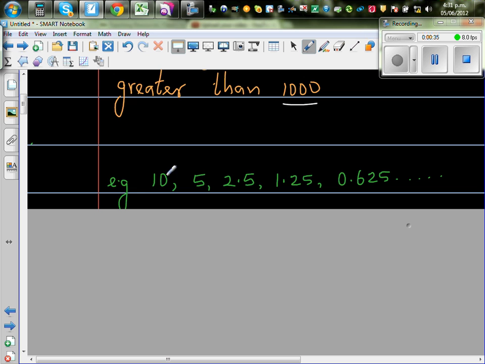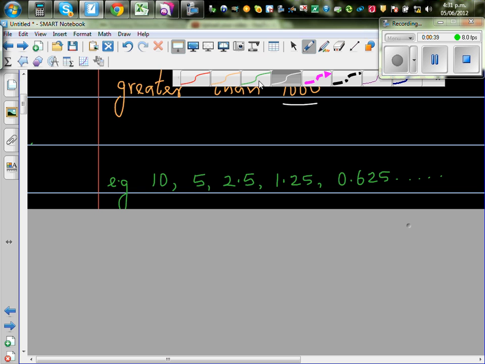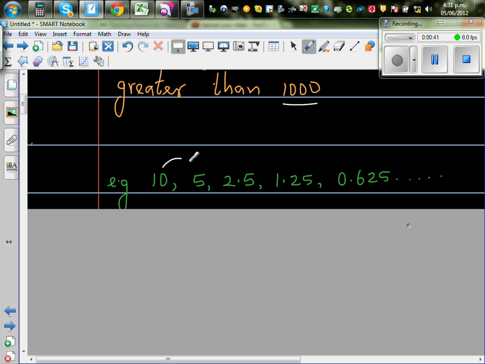Or if you look at the numbers 10, 5, 2.5, 1.5, you can see this is decreasing by, this is half of this. So if you divide 5 by 10, it is 0.5. I hope you understand. 5 divided by 10 is 1 half, which is 0.5. Or 10 times 0.5 gives you 5, and 5 times 0.5. So let me show you that first.